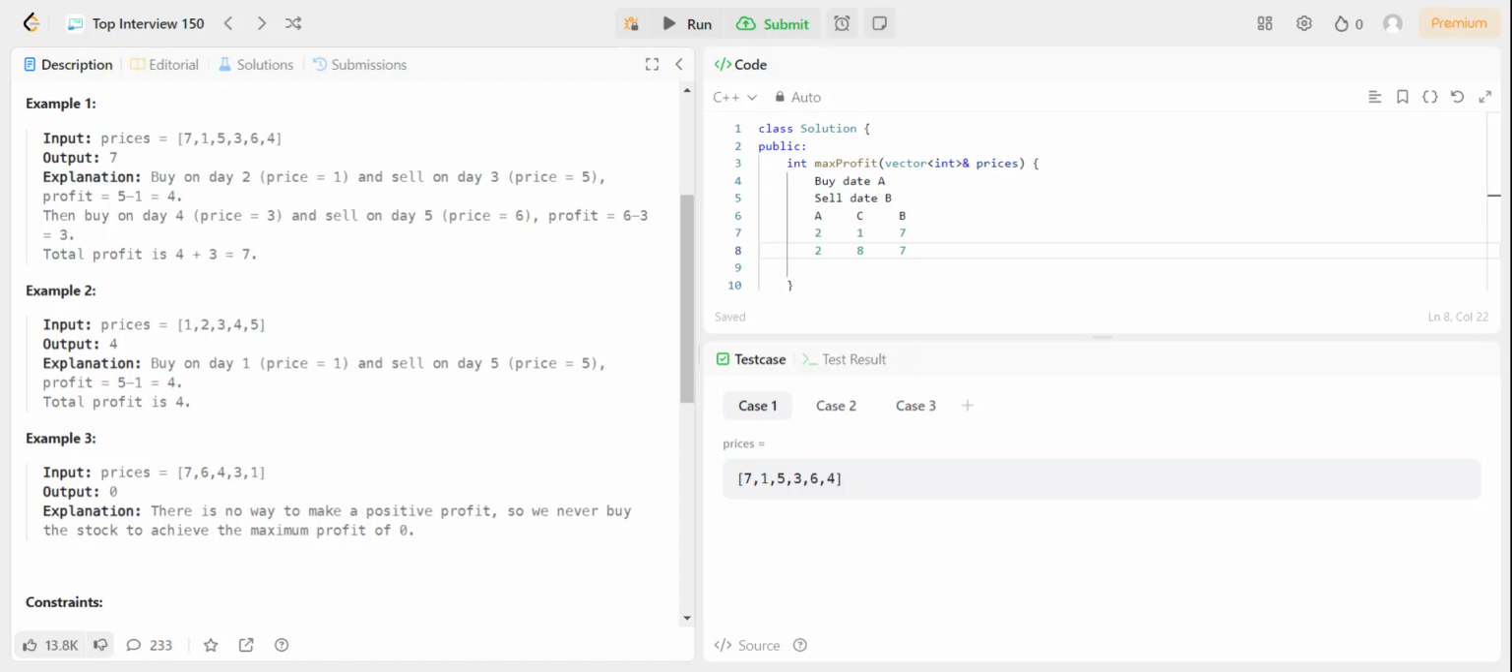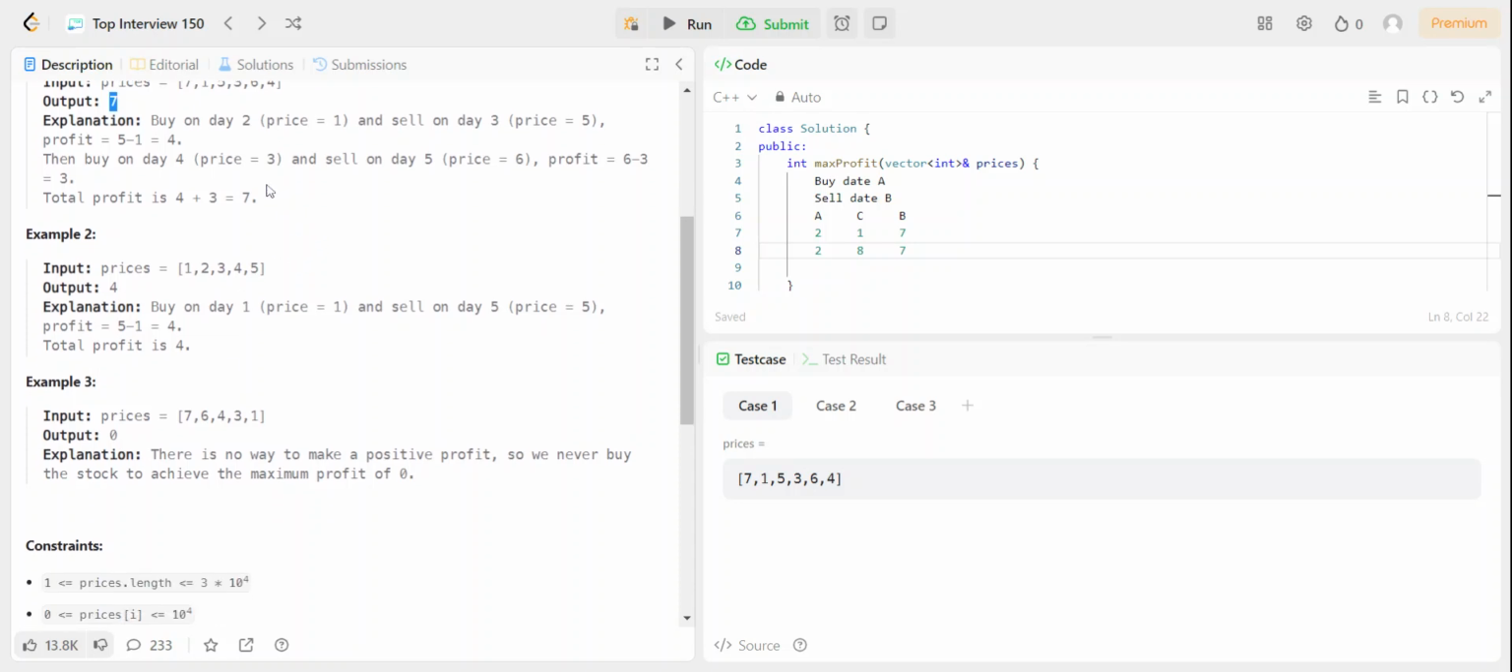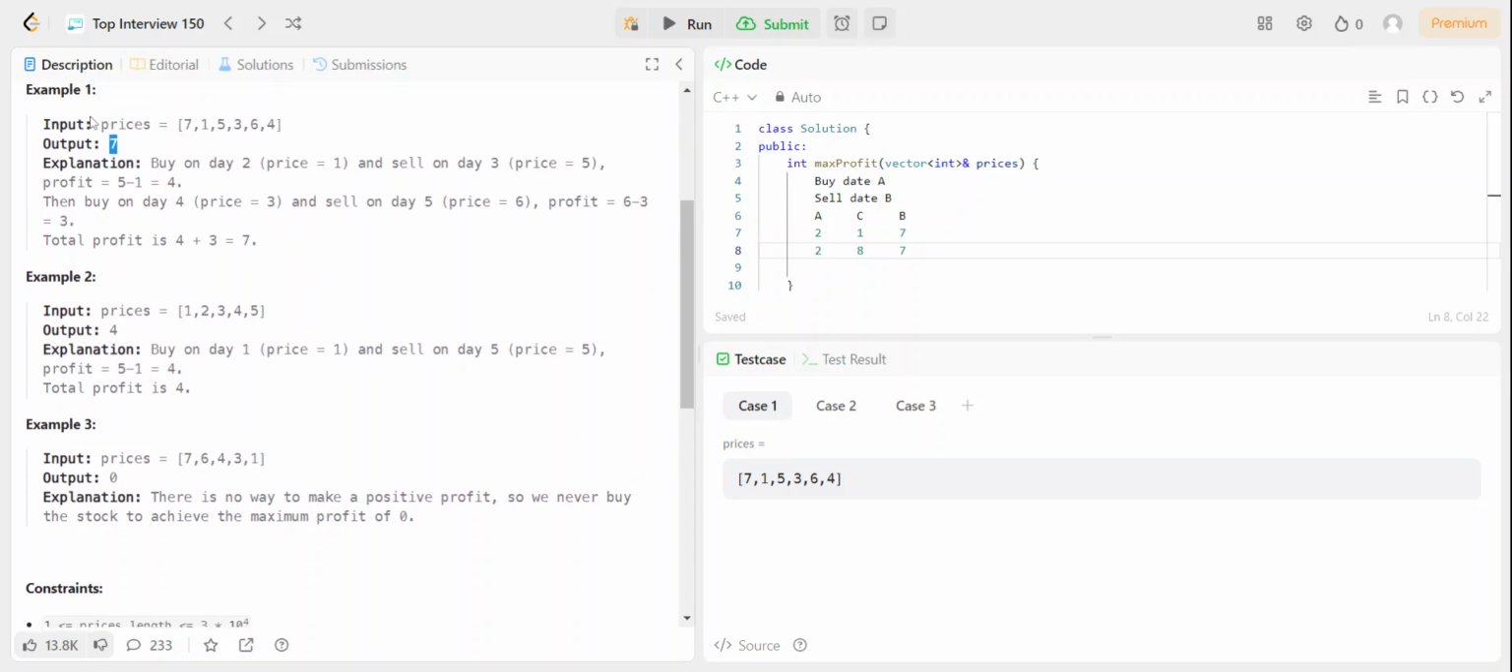Here are some examples. Looking at example number one, we can buy the stock on day two, sell it on day three, and we'd make a profit of four. And we can buy the stock on day four and then sell it on day five, which makes a profit of three. We add the two profits together, we get a total sum of seven, which is our output. So that is the explanation of example one.